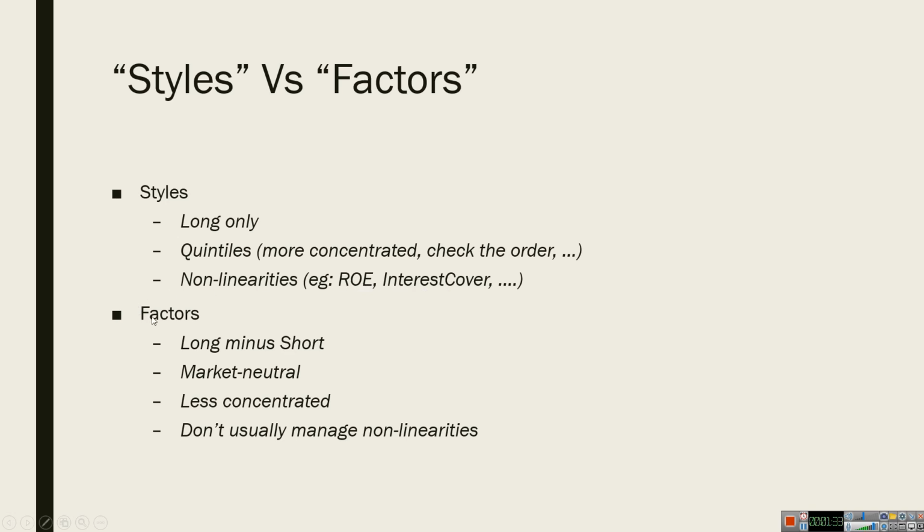Fama and French use factors. They take a portfolio of long shares, which they own, and subtract a portfolio of short shares that they sell, and they tend to divide things 50-50. So you're either long or you're short. This gives the benefit of a market neutral type portfolio, which is useful in the hedge fund that we'll get to a bit later. But it has some downsides. It's less concentrated and usually doesn't manage the nonlinearities quite as well.